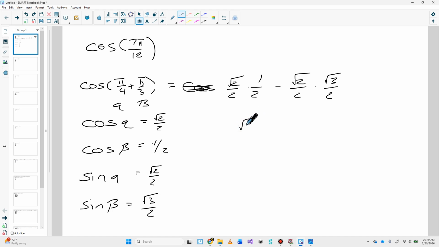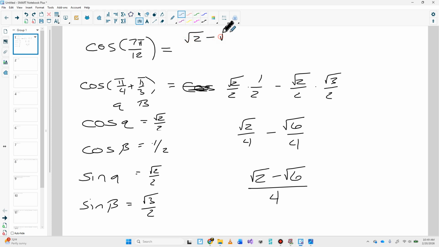Simplify this. I get the square root of 2 over 4 minus the square root of 6 over 4. And I can rewrite this as the square root of 2 minus the square root of 6, all of that divided by 4. Okay. That is my answer, and that is the exact answer to the cosine of 7 pi over 12. So I can come up here and rewrite this as square root of 2 minus the square root of 6 over 4. That is the exact answer.